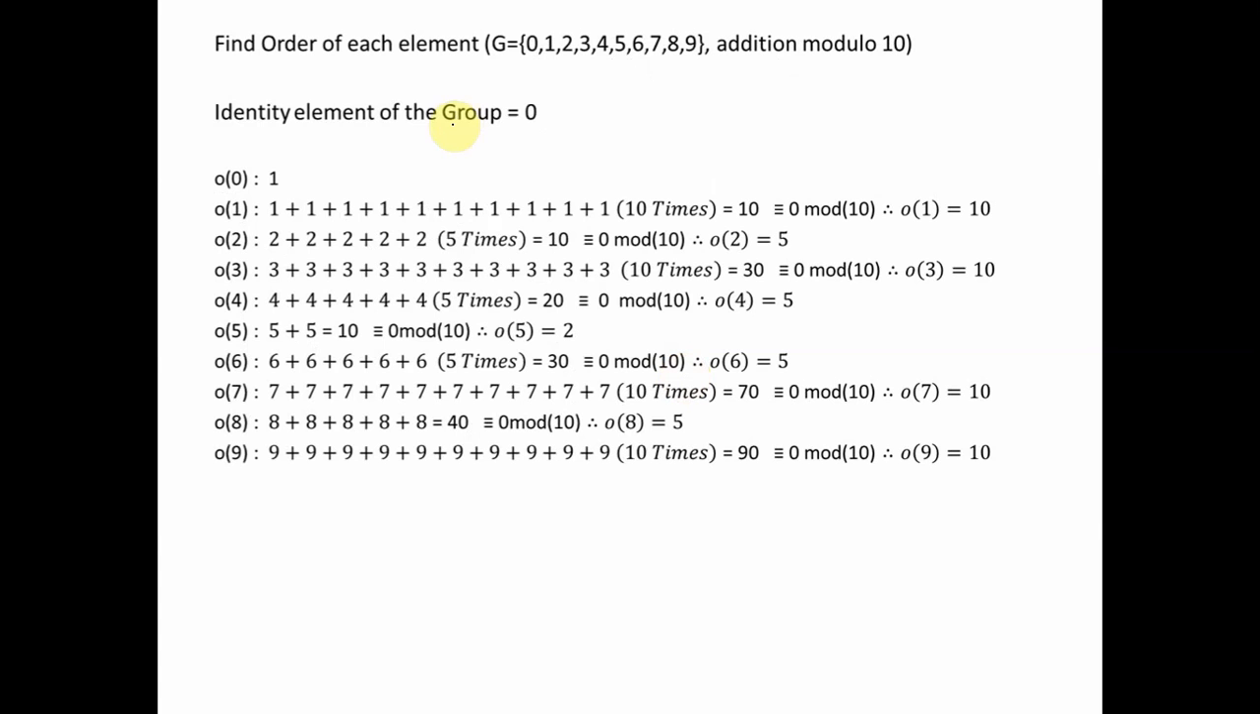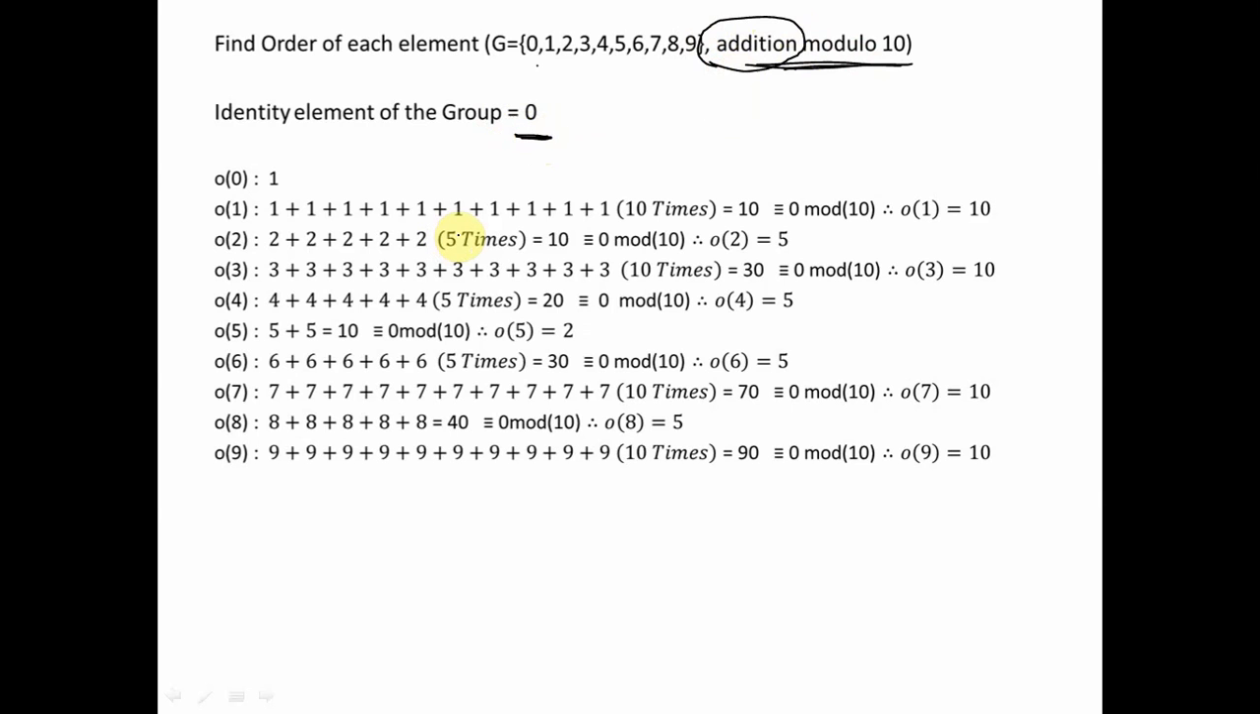Now see this example very carefully. This is an example where many people make mistakes. Order of each element of 0, 1, 2, 3, 4, 5, 6, 7, 8, 9 under addition modulo 10. Now the first thing to note is that the operation here is addition. So addition is the operation here, and the identity element is 0.